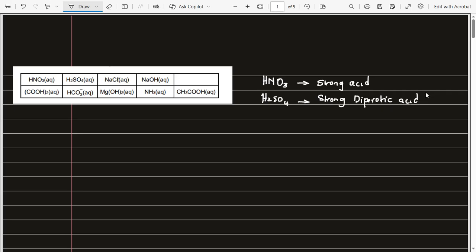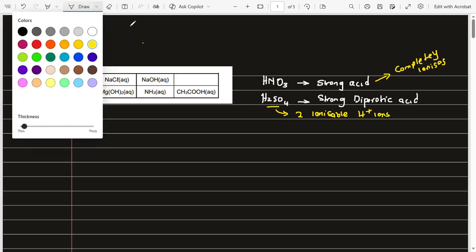The reason we are saying this is a strong diprotic acid is that it has 2 ionizable H plus ions, meaning that it has 2 hydrogen ions available to donate. This one is a strong acid because it can completely ionize in water.